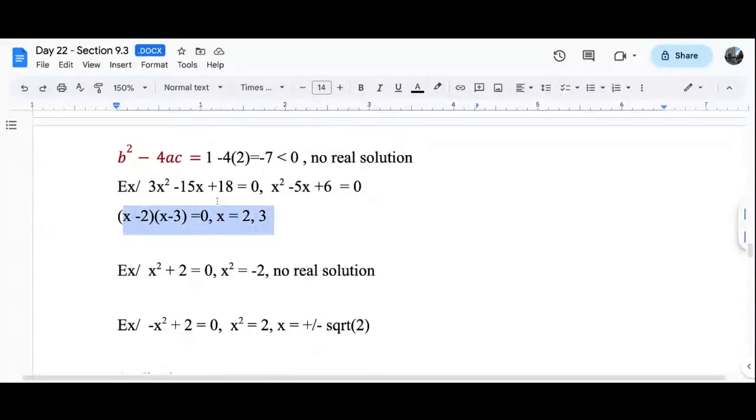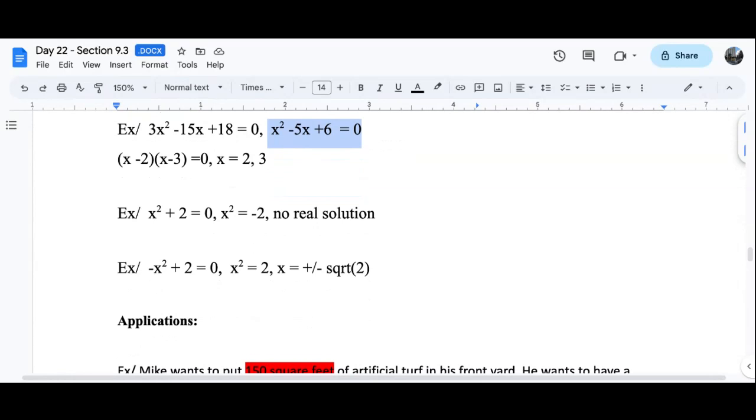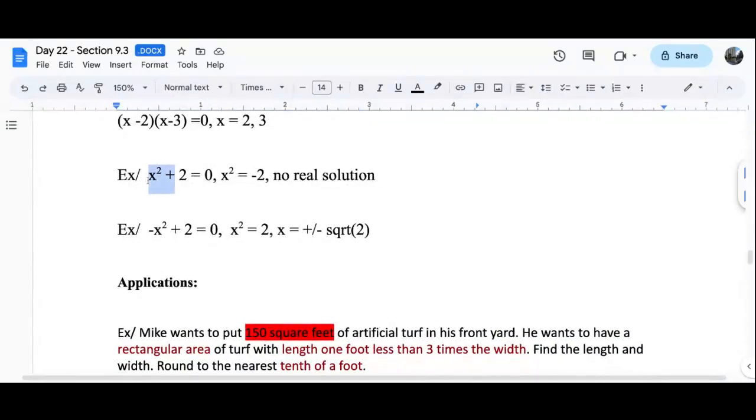You know, once we get 2 and 3, if you want, you can check using the quadratic formula or completing the square, all right? They should all have the same solutions. Let's see this one, x squared plus 2 equals 0. That means x squared equals negative 2. Can we square any number to get a negative? Right. So x squared equals negative 2, there's no real solution.